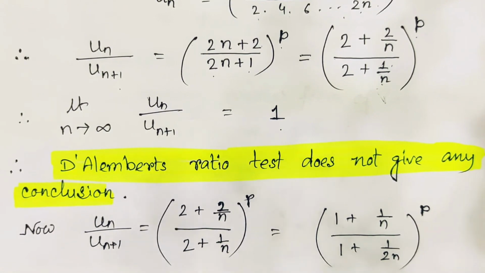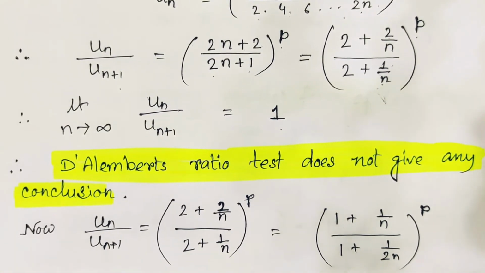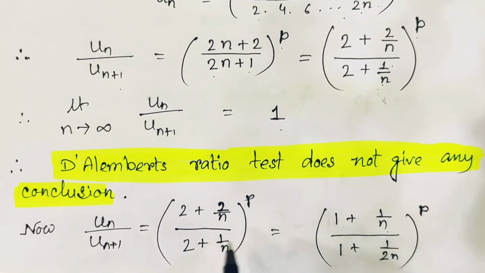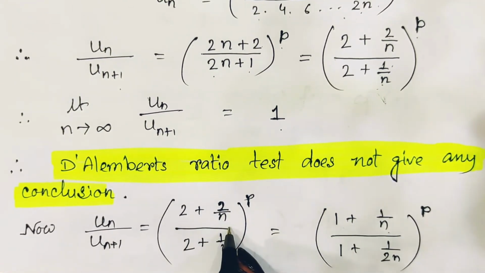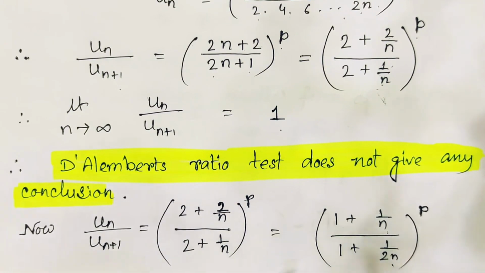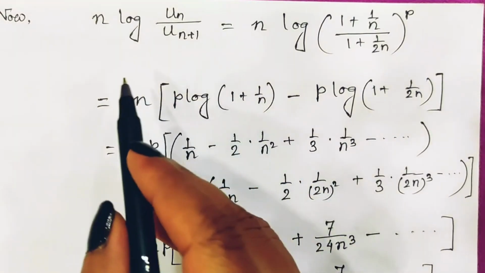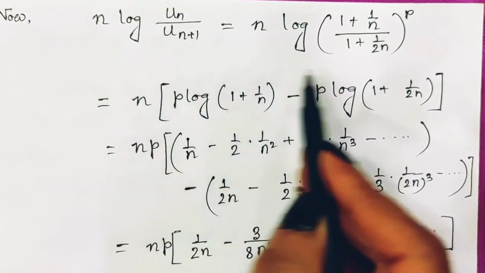We don't know whether the alternative logarithmic test is applicable or not, so at first we simply apply the simple logarithmic test. For that, un divided by un plus 1, we write in the form of 1 plus 1 by n, because we divide entirely by 2 also, so that we find it is 1 plus 1 upon n divided by 1 plus 1 by 2n whole to the power of p. After that, we take log on both sides and multiply by n, so that we will find this one.